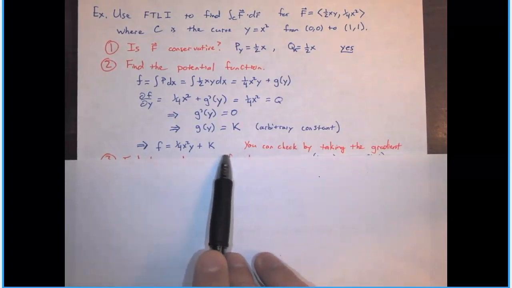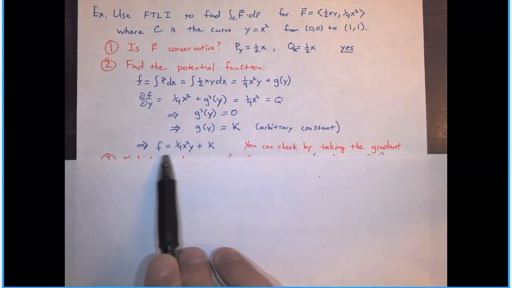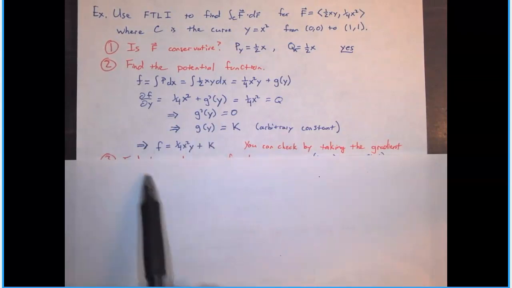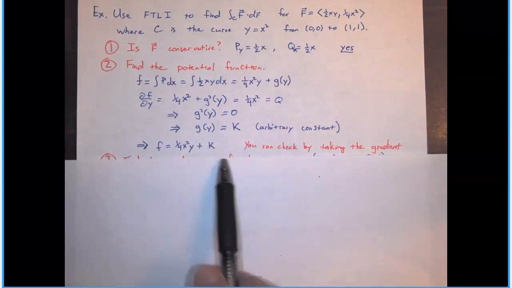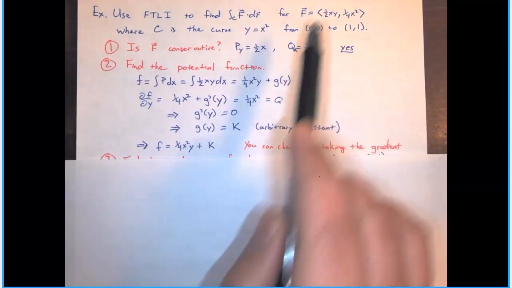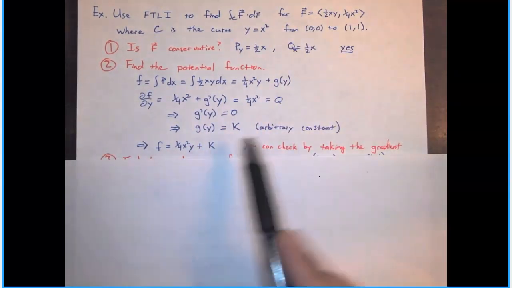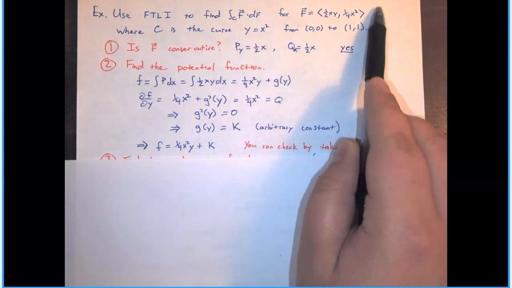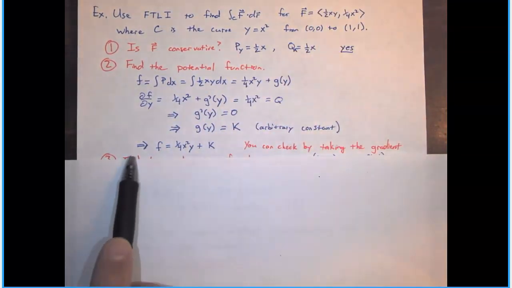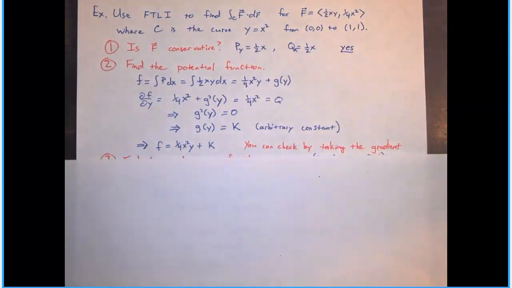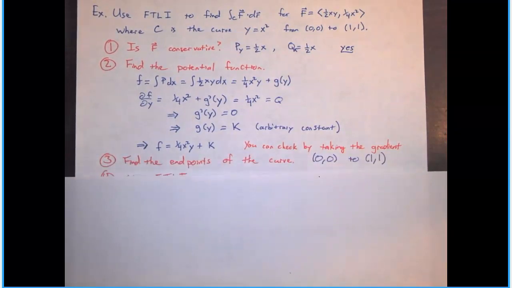I can check by taking the gradient, and this is relatively simple for this example. I take a partial derivative with respect to x, I'm going to get 1/2 xy. I take a partial derivative with respect to y, I get 1/4 x squared. So this is indeed the gradient of this function. Okay, so now I've found my potential function.